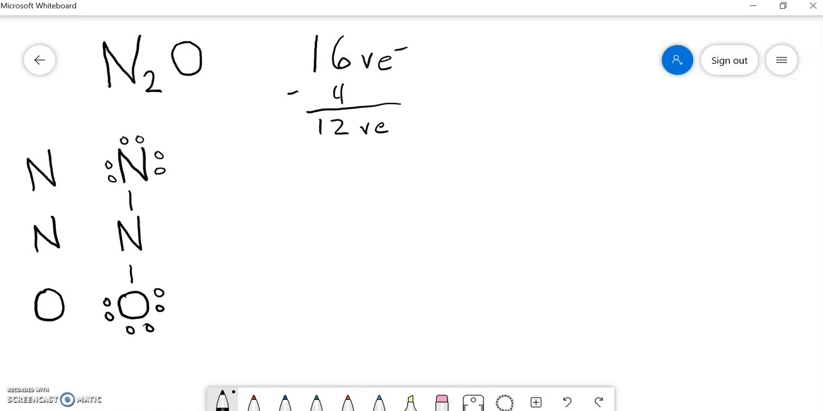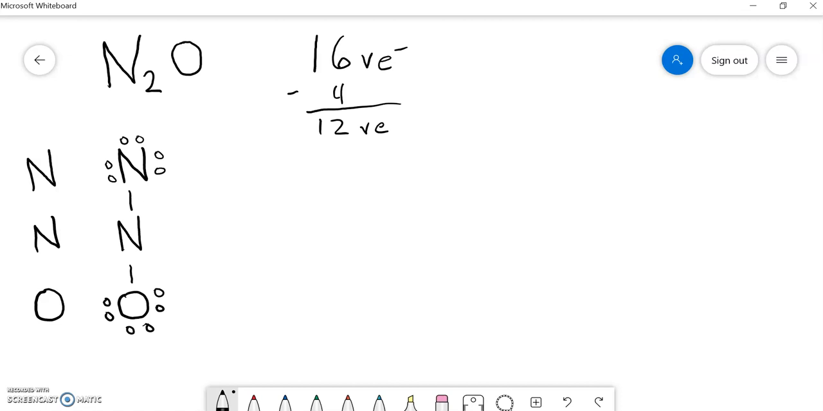The step that you still need to do is to look at your structure and make sure that all of your atoms have 8 electrons. If you look at the oxygen, it has 8 electrons. 1, 2, 3, 4, 5, 6 little dots. And then 1 line, which represents a bond. And that also represents 2 electrons, like we just talked about. Same thing with the nitrogen on the end.